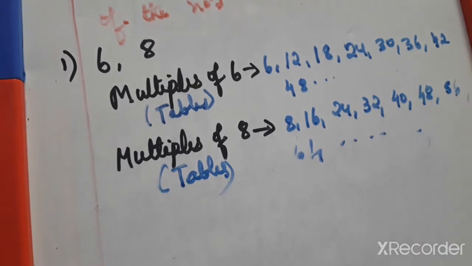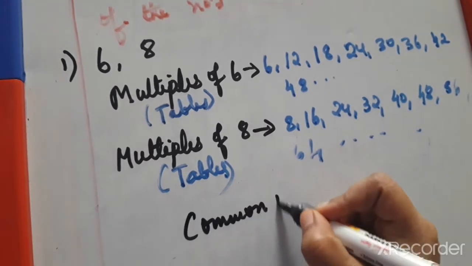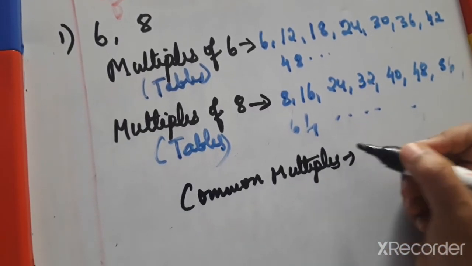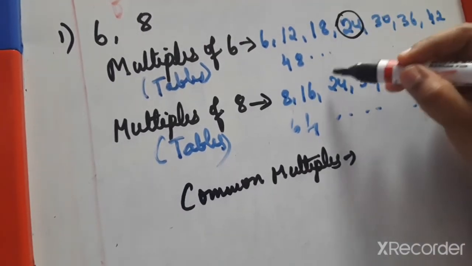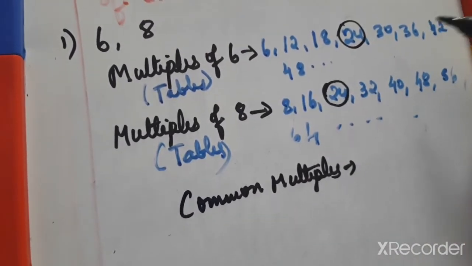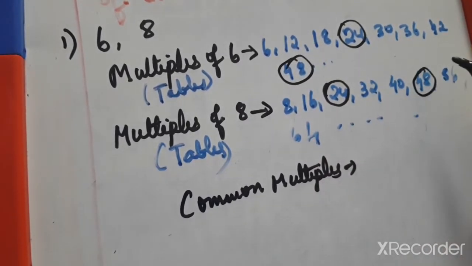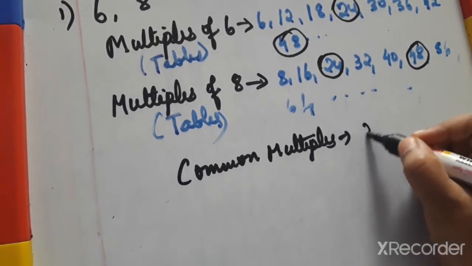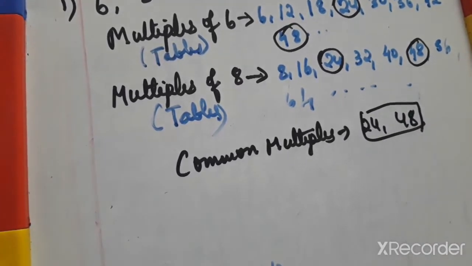So we want the first two common multiples. What do we want? Common multiples. So which are common here? 24 is common. 24 is in the tables of 6 and also in the tables of 8, and 48 is in the tables of 6 and in the tables of 8. We want only two common multiples. So the answer is 24 and 48.